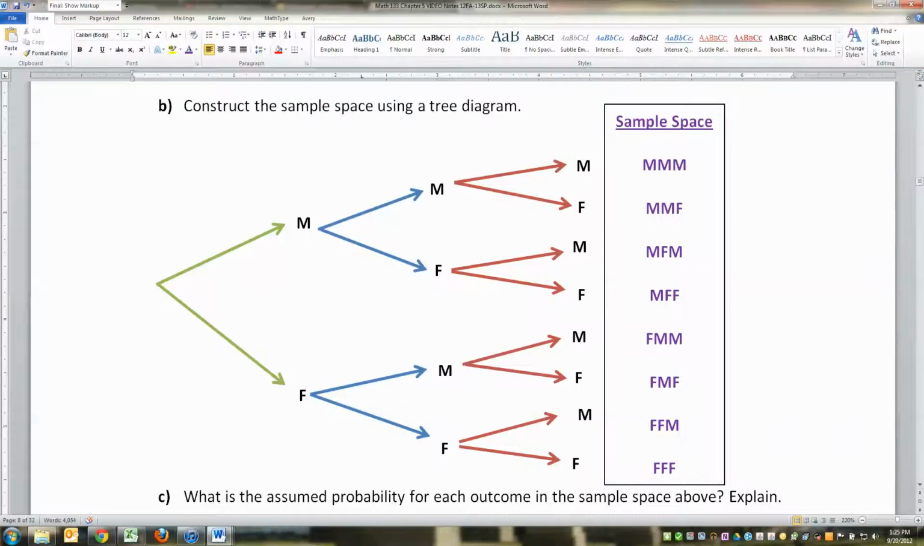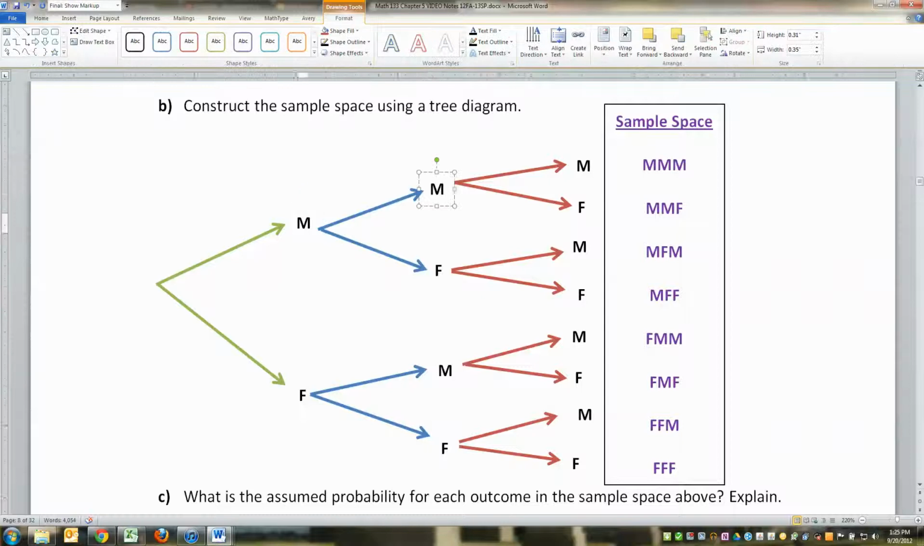All right, so here's the sample space. There's the diagram. So you can see you had a male for the first child, male for the second child, male for the third. That's male, male, male. Male for the first child, male for the second, female for the third. That's male, male, female, and so on.